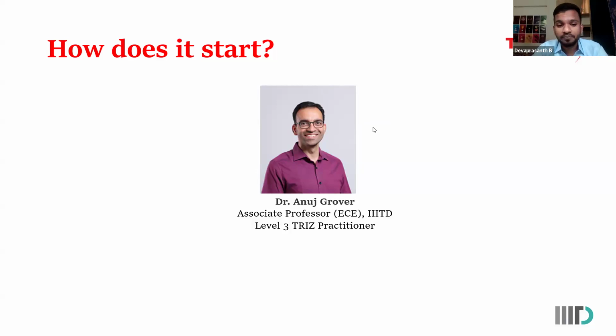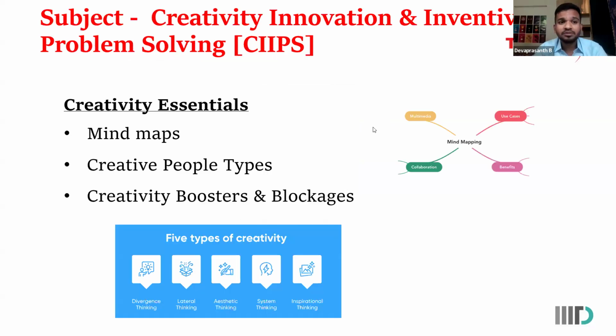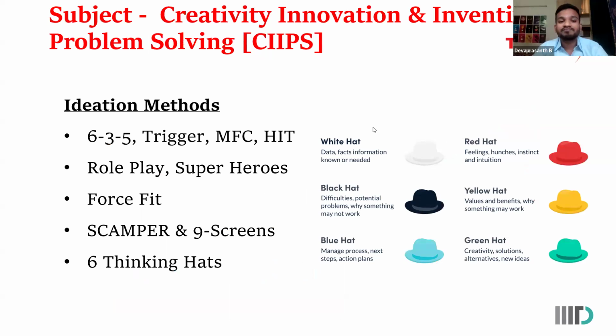I wish to share how this subject has been organized so that it will be useful for one who is planning to take it, or for the students. So the subject is called creativity, innovation, and inventive problem solving. This subject consists of creative essentials like mind maps, creative people types. I know these names will look awkward, but once you Google it, you will come to know, this will be much easier. Techniques and ideation methods are the things where we can get our new ideas and how you can use them.